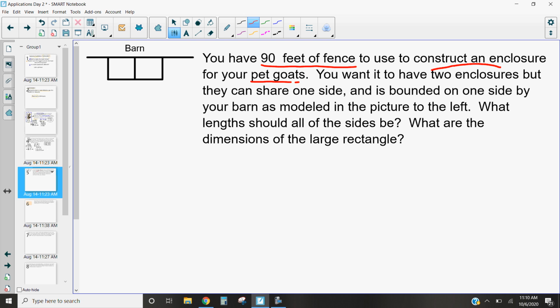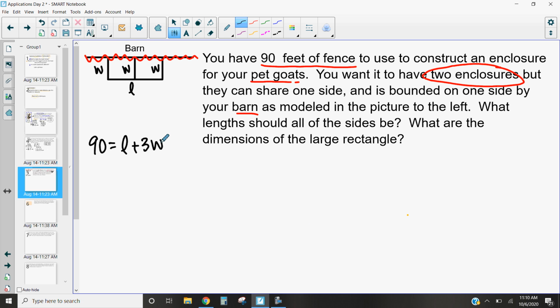We want to have 2 enclosures again, just like we did last time, but they share a side with our barn. The thing that makes this awesome is that this side with our barn, we don't have to calculate in. So as we're looking at that 90 feet, our 90 feet is going to be the length over here, plus the width, plus the width, plus the width. But it doesn't have to include this other side because the barn creates that other side to block it off. So our 90 feet is going to be our length plus 3 times our width.